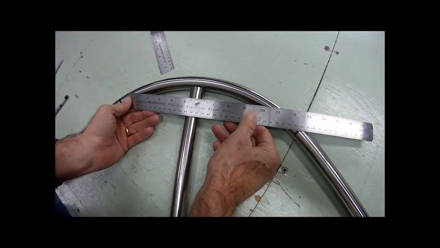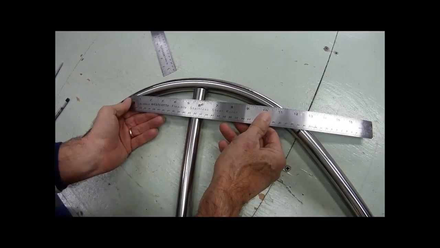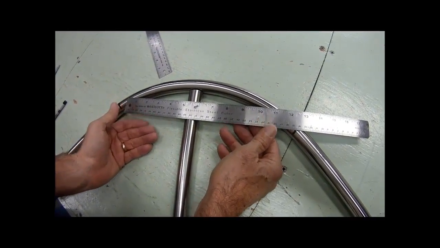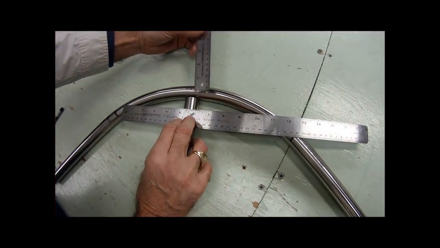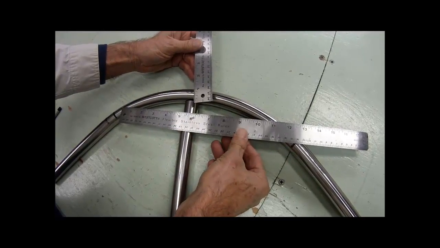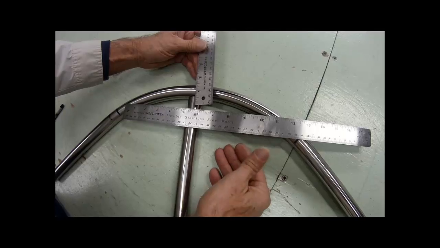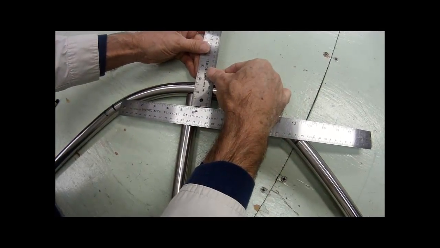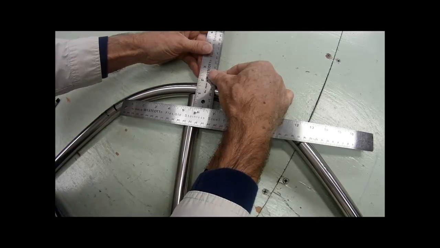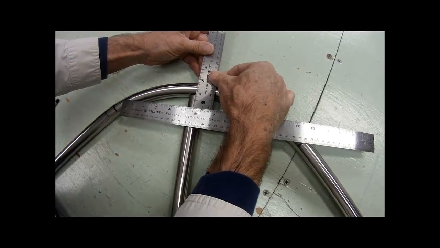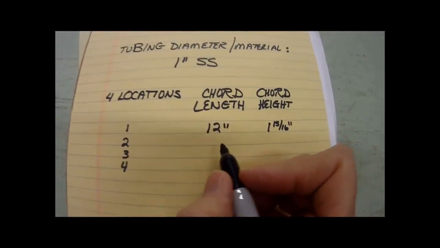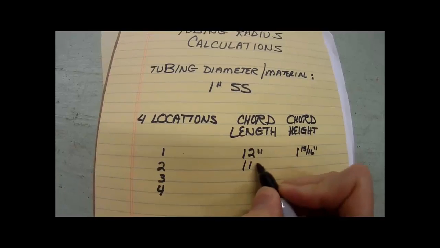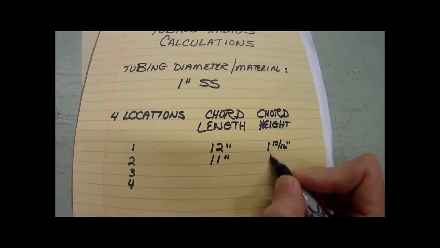Okay. For the second reading, we're going to do, let's say 11. So we want it on the center line for 0 and at 11 for the other one. And again, now at half of 11, which is 5.5, we're going to go, it's better if you don't touch that, so don't move. But go from 5.5, we want to go up. And we're going to get a reading of 1 9/16. Okay, so write down for location 2, chord length of 11 inches and 1 9/16 for the chord height.